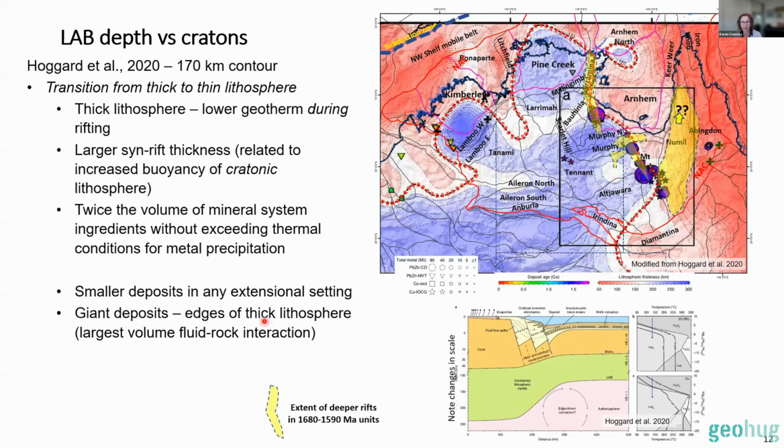And they suggested that you have to be on the edge of the thick lithosphere to be able to get the largest volume of fluid rock interaction, whereas a smaller deposit can form in any extensional setting. So hopefully I've done that work justice. But I do agree in general with this, but I think there's a little bit more to the story, because I see a craton, another craton offshore here in the Gulf of Carpentaria.